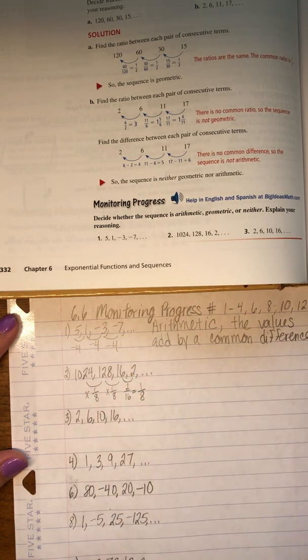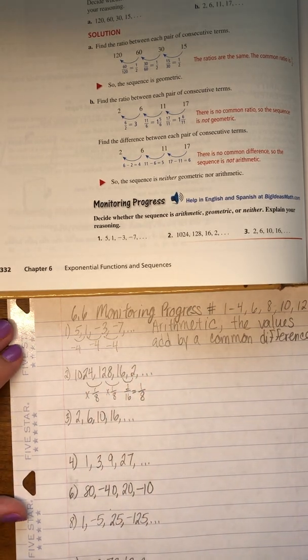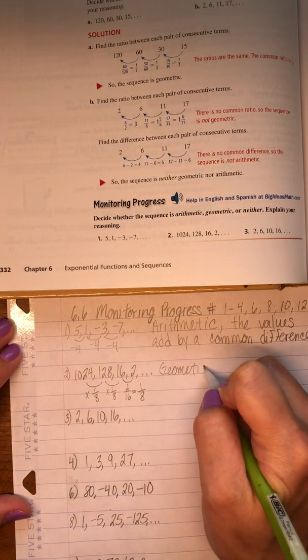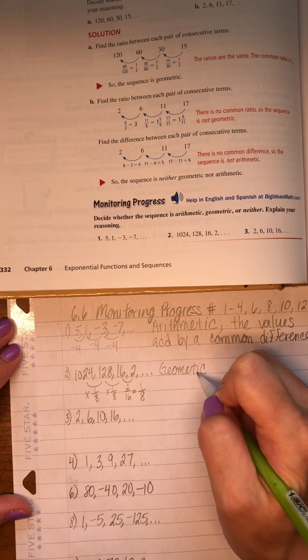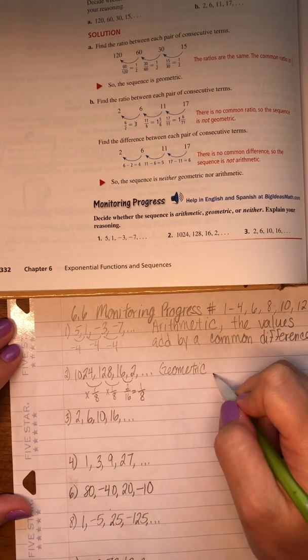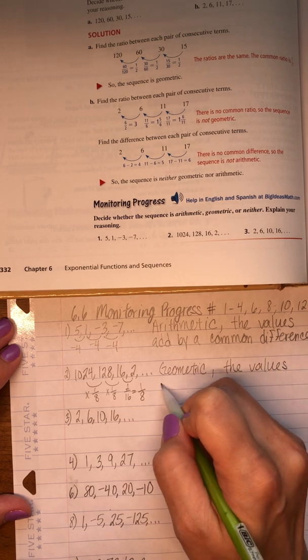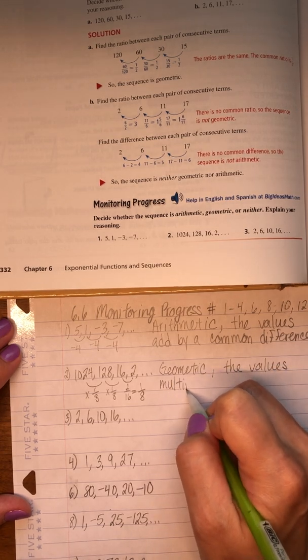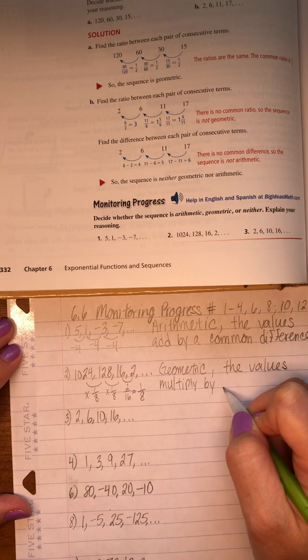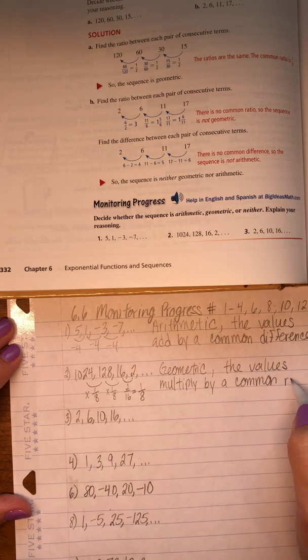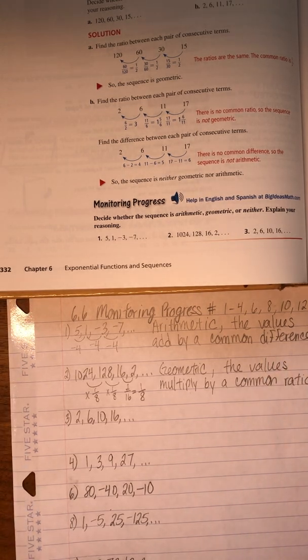So because I'm multiplying by the same amount each time, that's called a geometric sequence. Geometric. And this is because the values multiply by a common ratio, it's called. When you multiply, it's a common ratio. When you add, it's called a common difference. Okay, let's take a look at number 3.